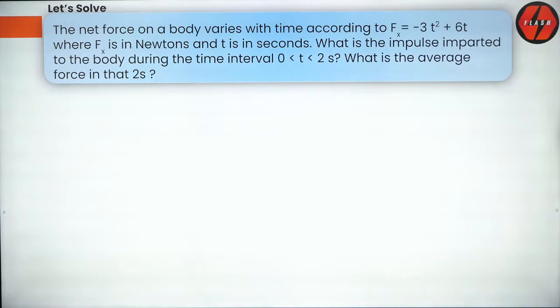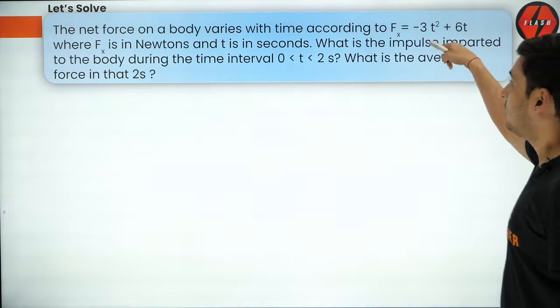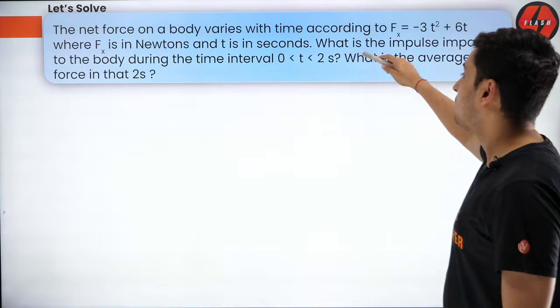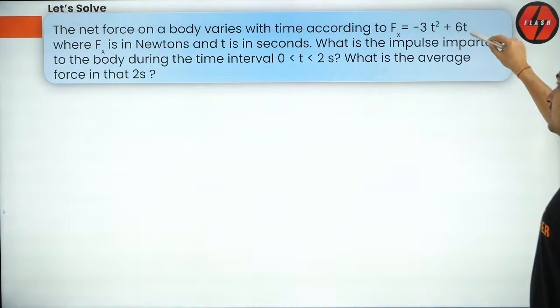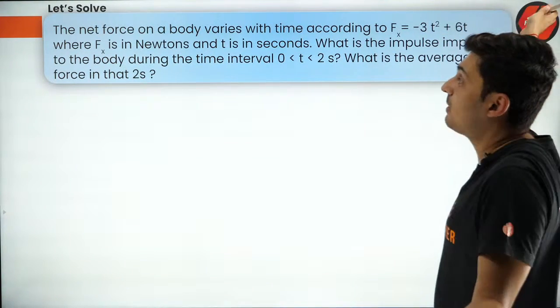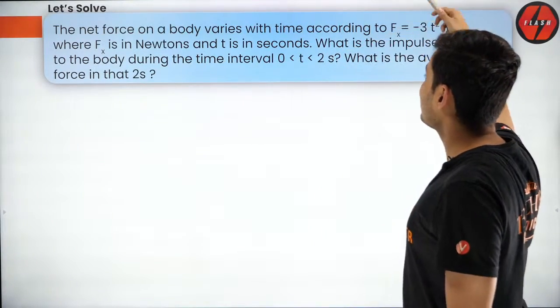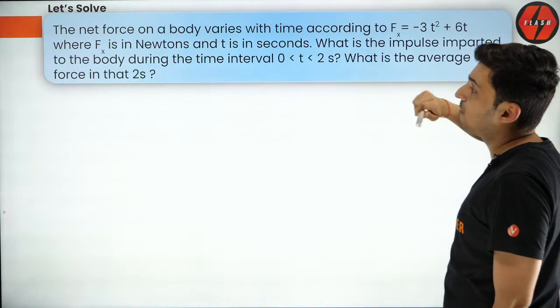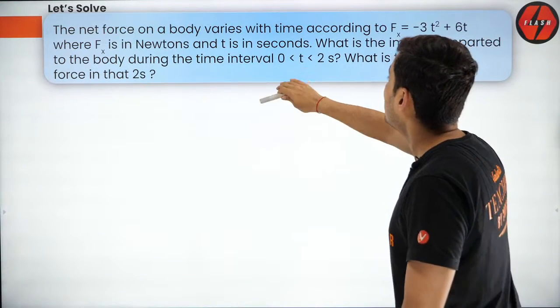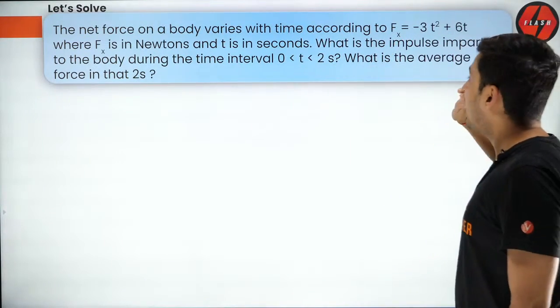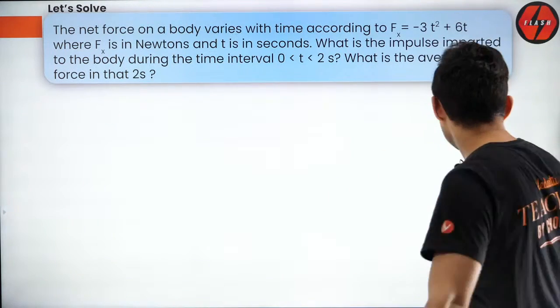So next question is on integration. There is a function over here. The force varies with time, given by -3t square plus 6t. This is a variable force. Remember that graph I had showed you, variable force. Force is in newtons, t is in seconds. What is the impulse imparted to the body during the time interval 0 to 2 seconds? That's the question. And what is the average force as well? Let's see how many of you get it.